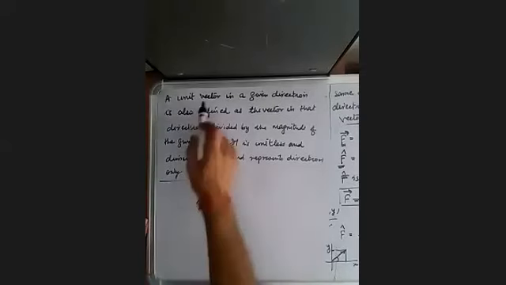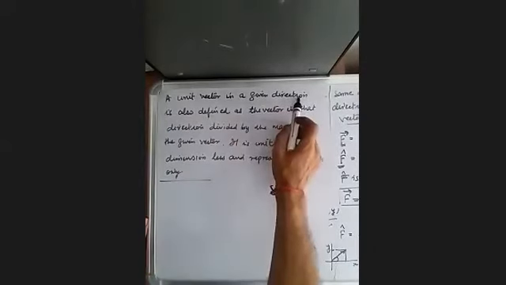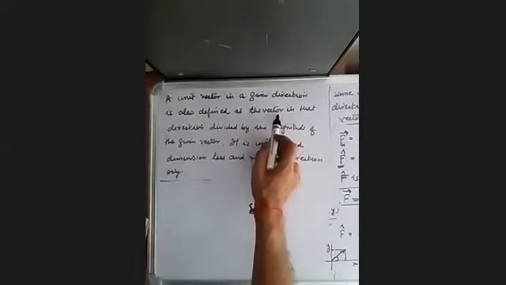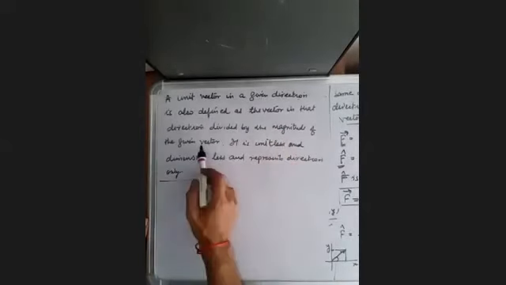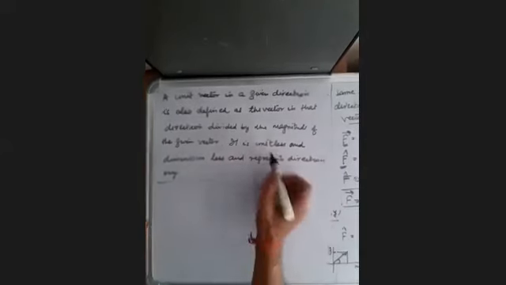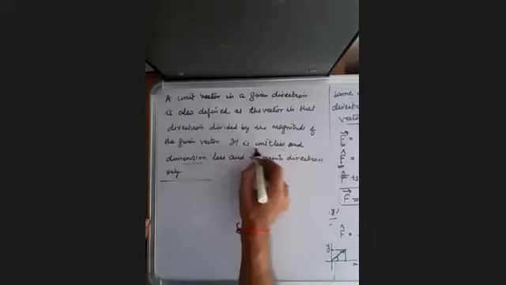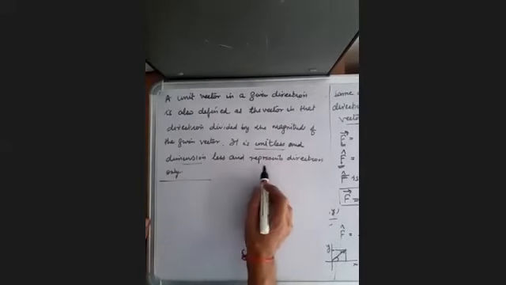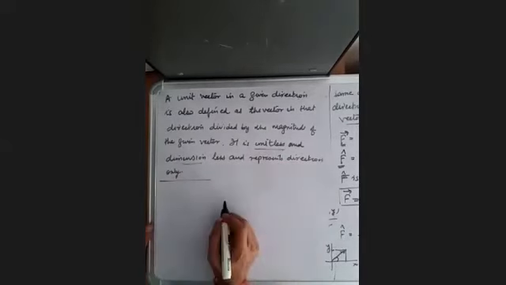So a unit vector in any given direction is also defined as the vector in that direction divided by the magnitude of the given vector. So it is unitless and dimensionless. It has no unit and no dimension, and it only gives us the direction. It represents only the direction.